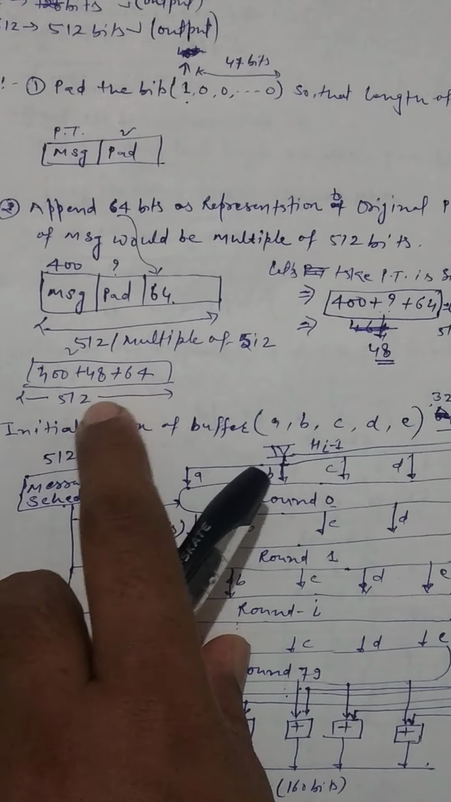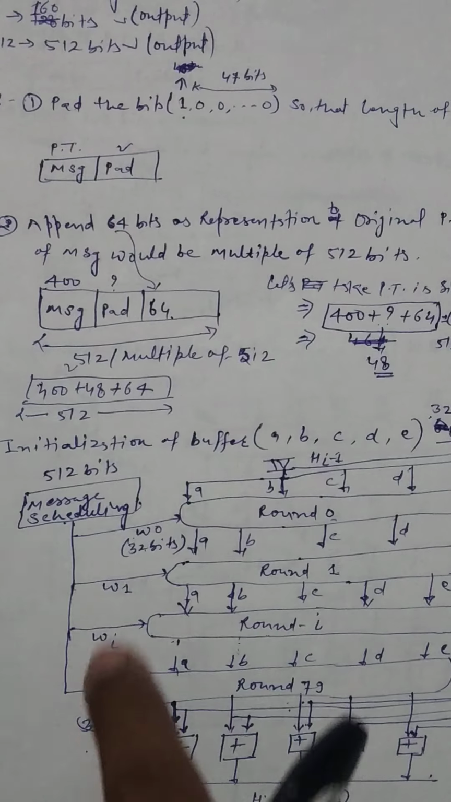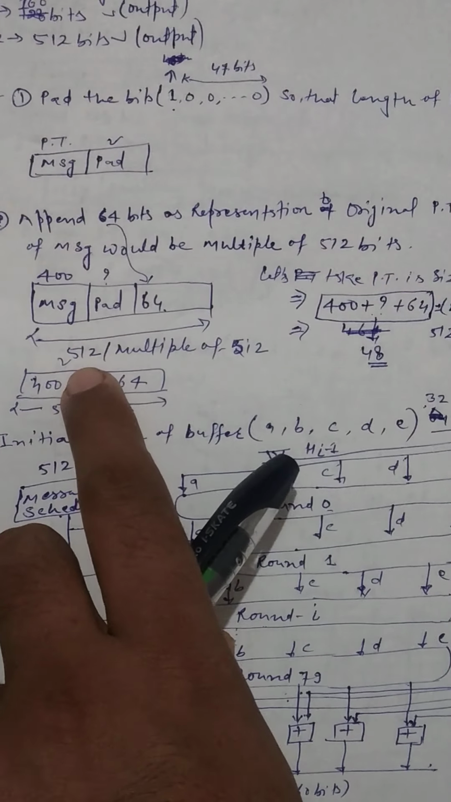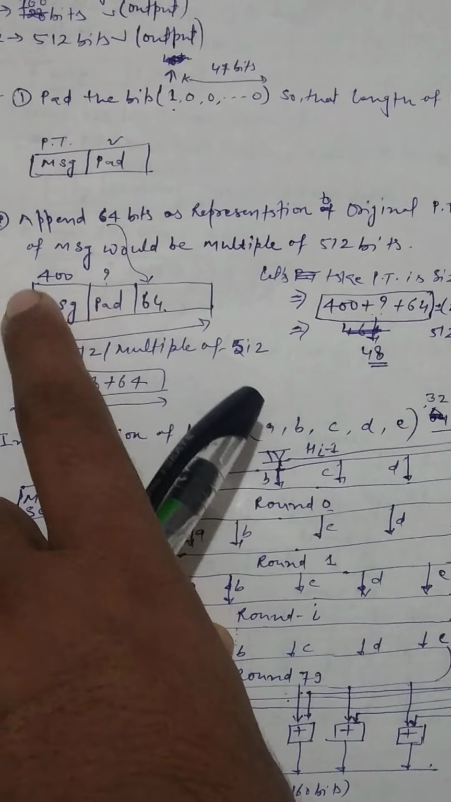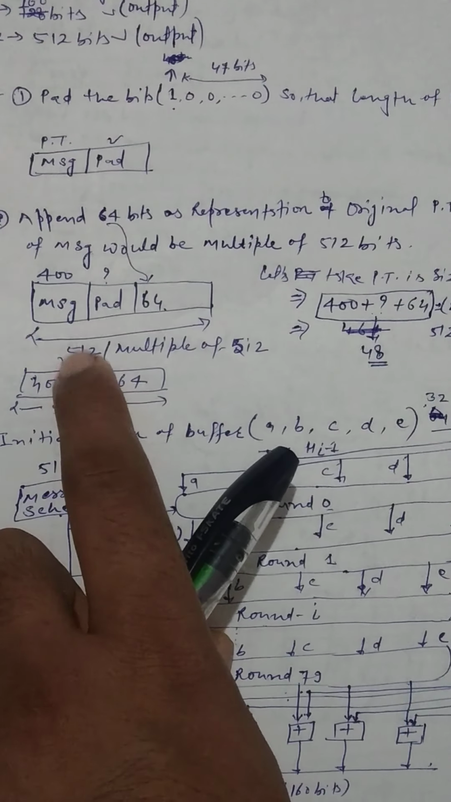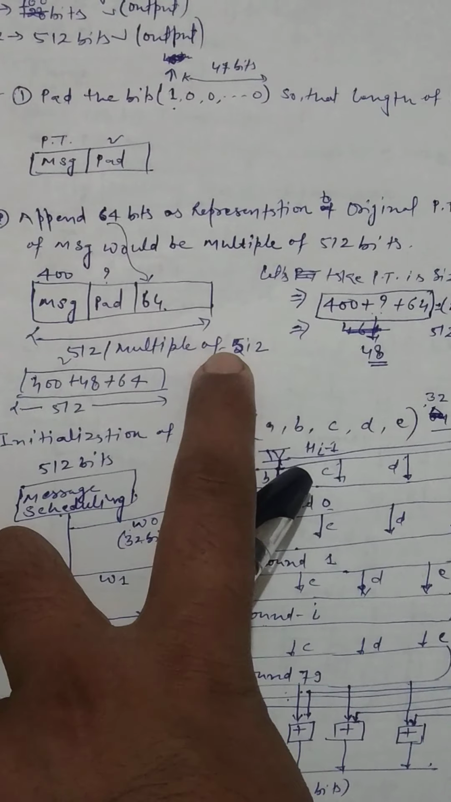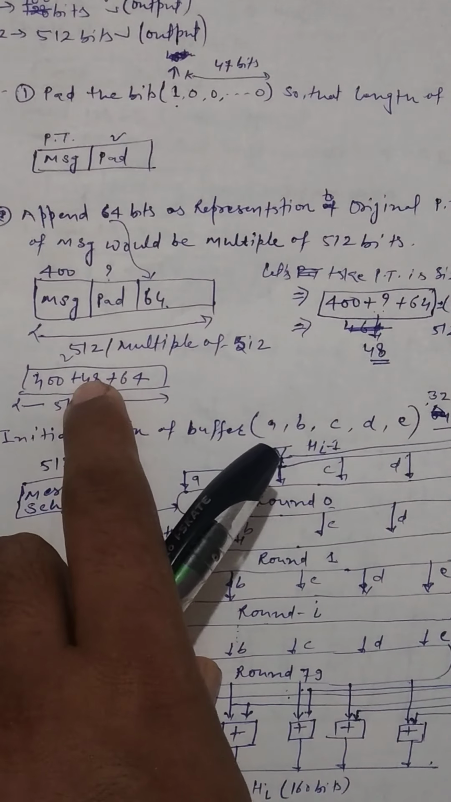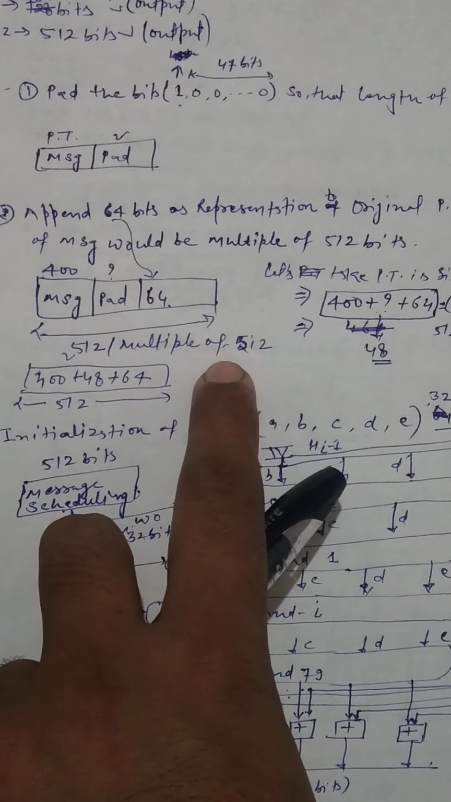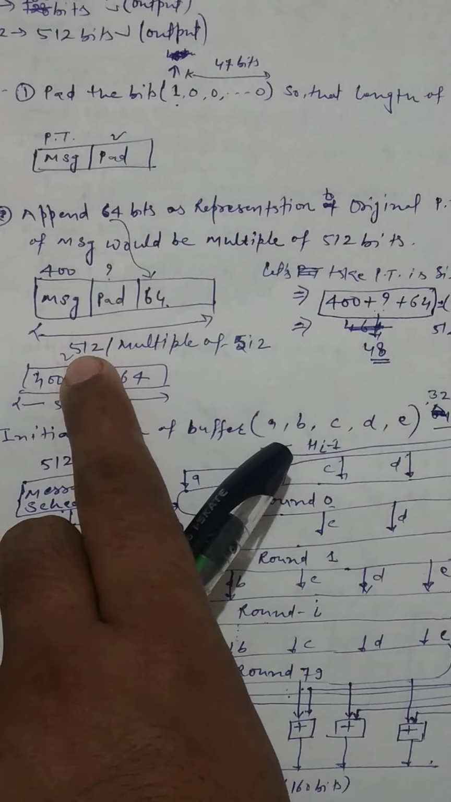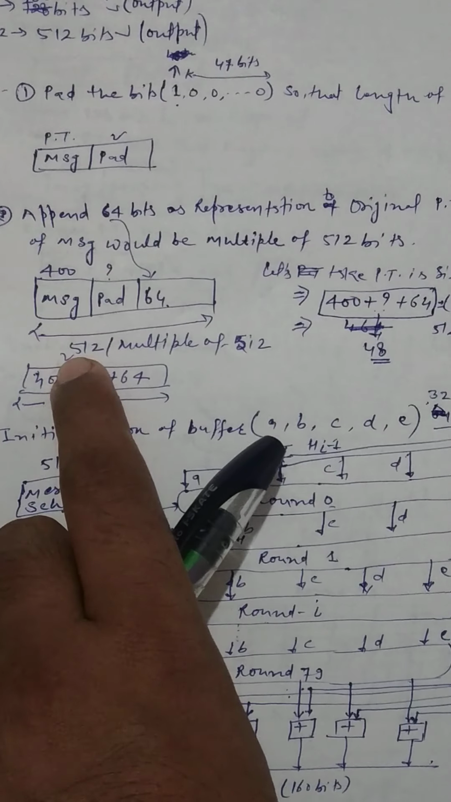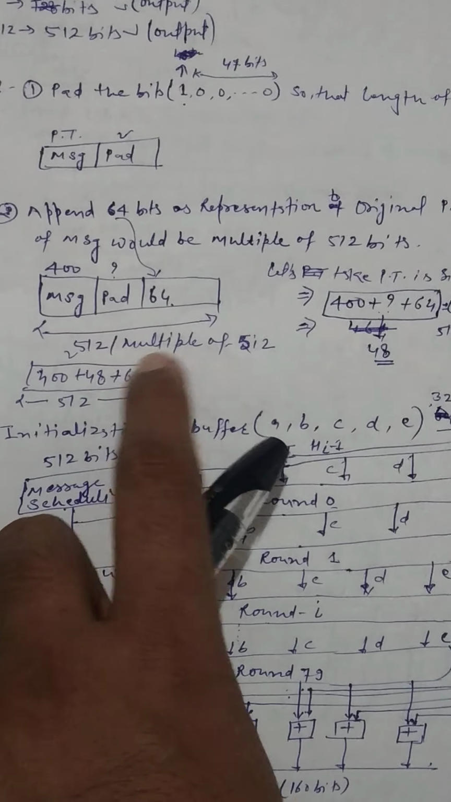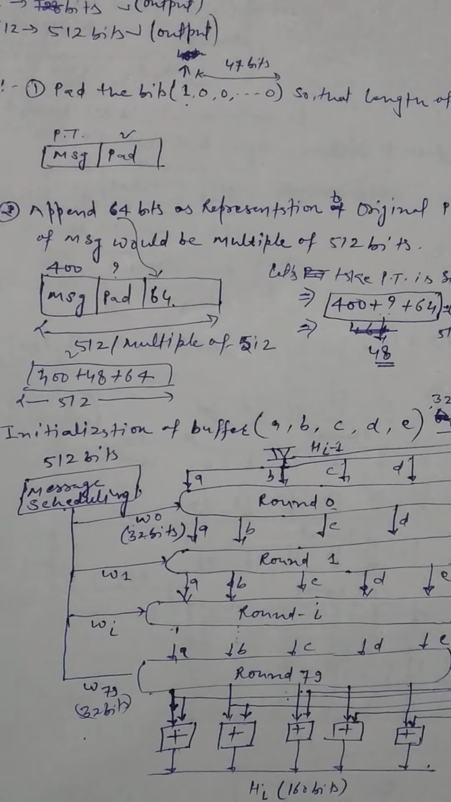So the addition of these is 512, and we have already written here that the length of this is a multiple of 512. In this case it is 512. Suppose it is 1024, then it will still be a multiple of 512. That's why I've written that we can divide this with 512, or it will be a multiple of 512 bits. So in this case you can understand it is quite easy. Now let's come to our next point.